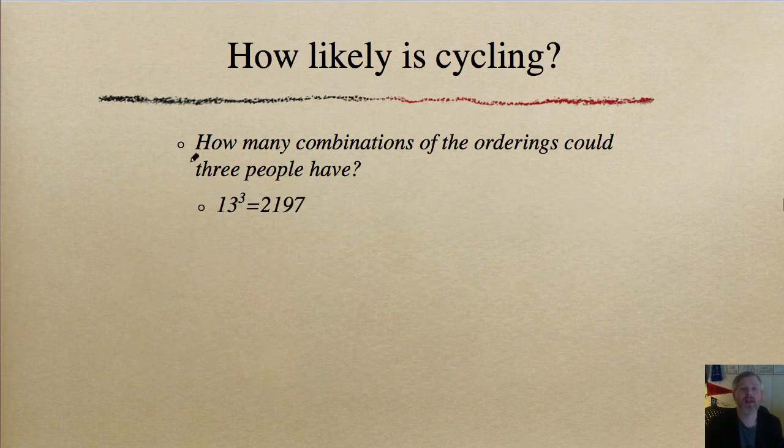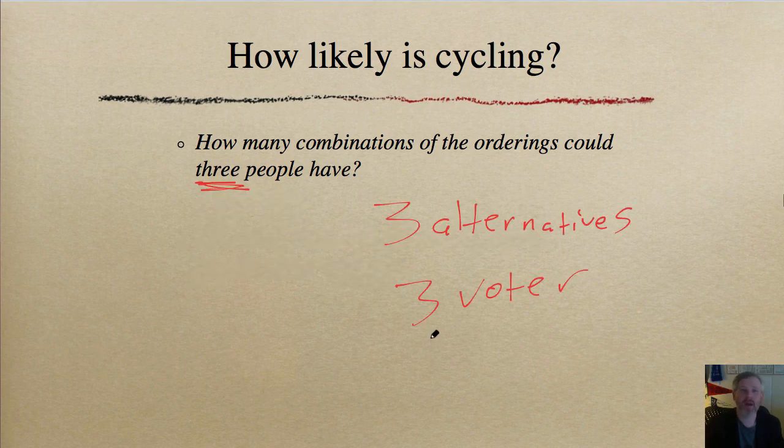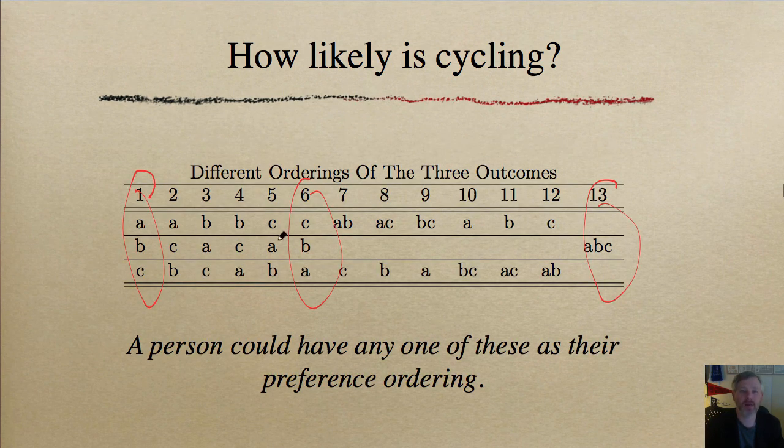So it turns out that how many combinations of orderings could 3 people have? Well, there are 13 possible preference orderings, and if there are 3 people, then that gives us 2,197 different societies. We're going to call that a society, all right? So when 3 people walk up to this list of orderings and they pull their orderings, that's a society, all right? So these 3 I circled here is one society.